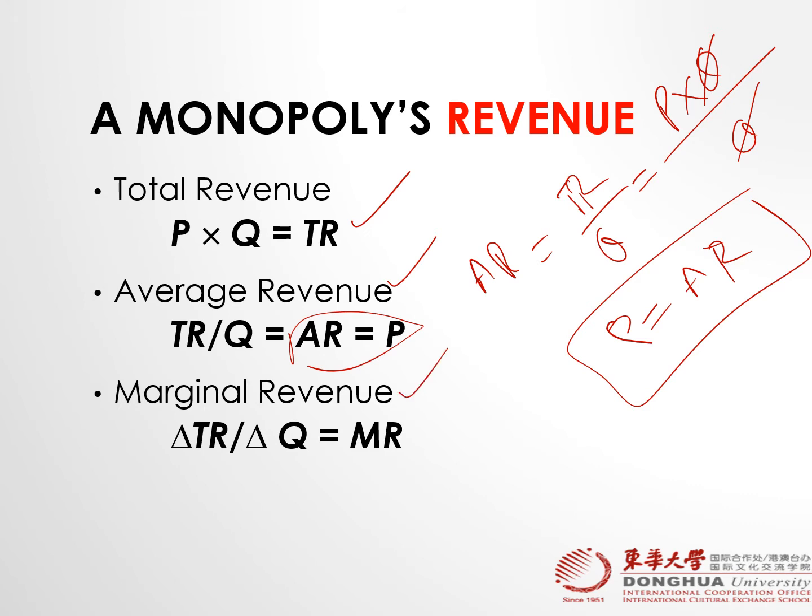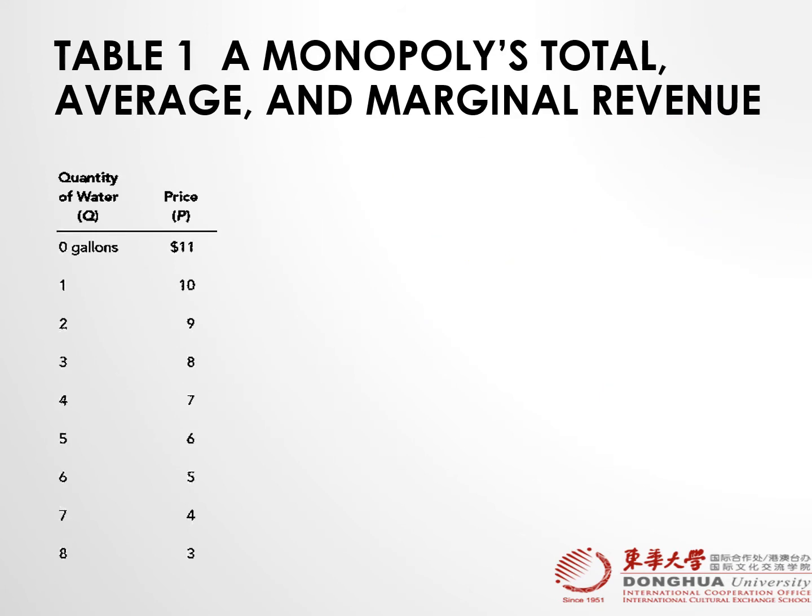And what is the formula for marginal revenue? It is the change in total revenue divided by the change in quantity. So let's discuss this. Let's talk about the monopoly's total, average and marginal revenue. This is a book example from your book. If you are given the quantity and the price, can you calculate the total revenue? How can we calculate the total revenue? Price times quantity, right? So let's do that. Here it is.